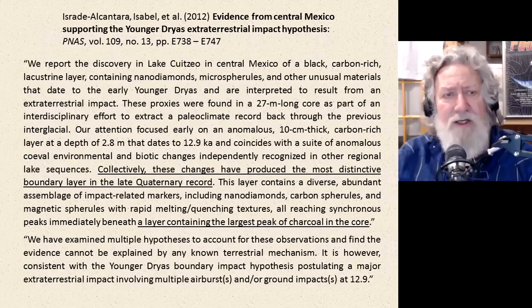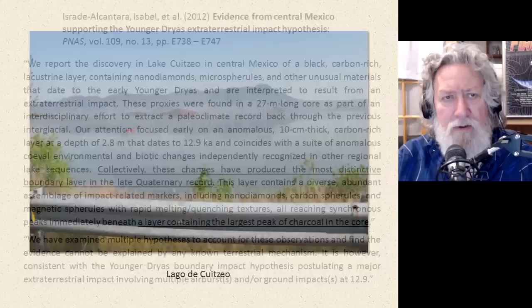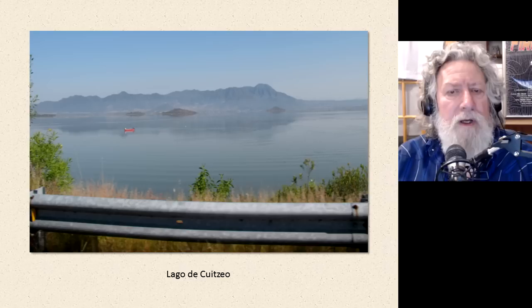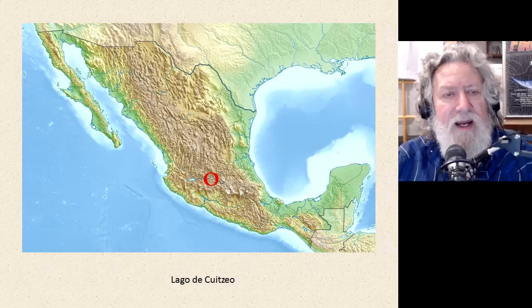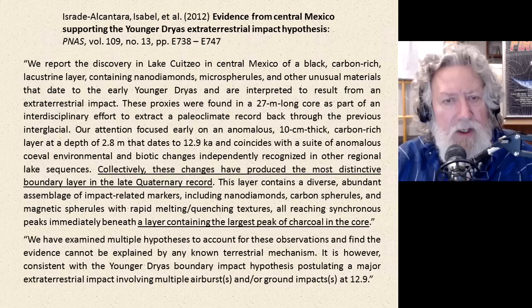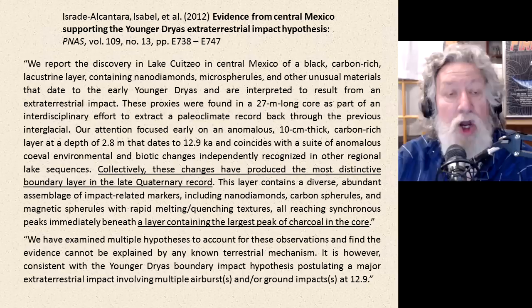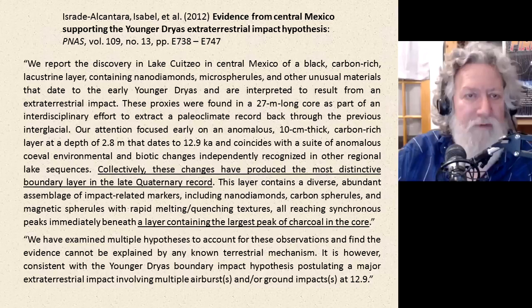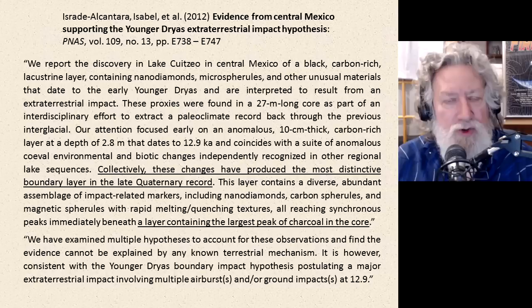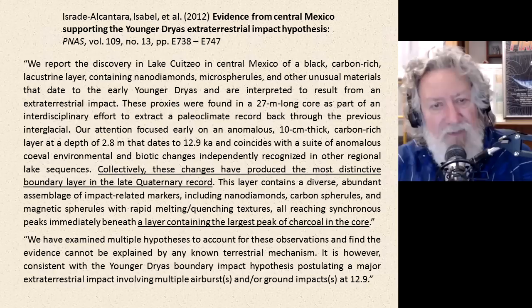So what they did was they took a core from Lake Cuzio. Cuzio, I think is how it's said. Again, I'm probably butchering it, but it's fairly close to that. When they took this sample from the bottom of the lake, they were able to find the Younger Dryas horizon. "We report the discovery in Lake Cuzio in central Mexico of a black carbon-rich lacustrine layer." Lacustrine is simply a fancy word for lake, right? "Containing nanodiamonds, microspherules, and other unusual materials that date to the early Younger Dryas and are interpreted to result from an extraterrestrial impact."